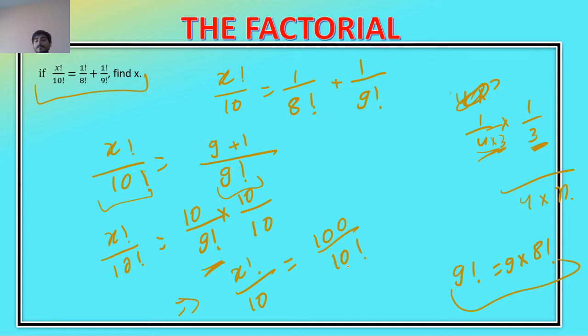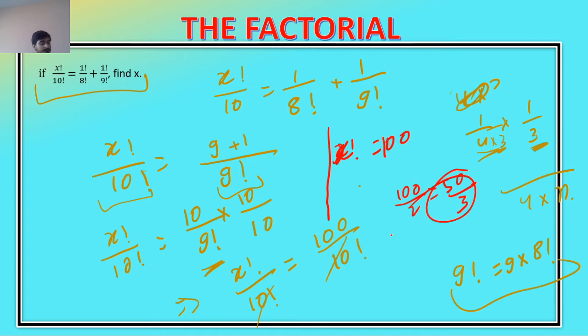Clear? Okay. Now you can see that 10 factorial and 10 factorial will cancel out. Now what is left is x factorial is equal to 100, right? So for that, we need to divide 100 by all the numbers. So 100 by 2 will become 50. Is that possible?